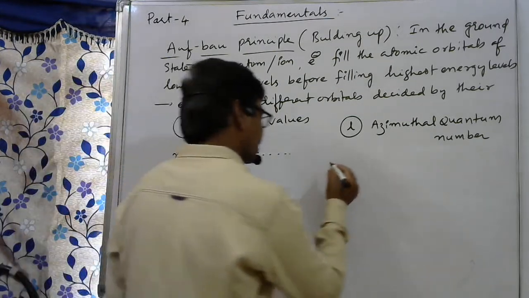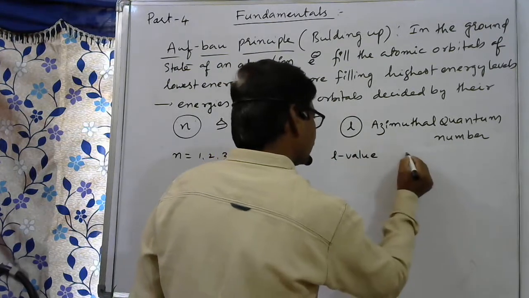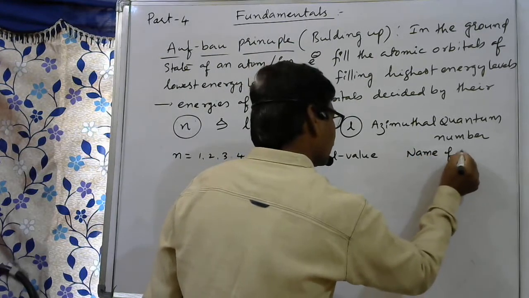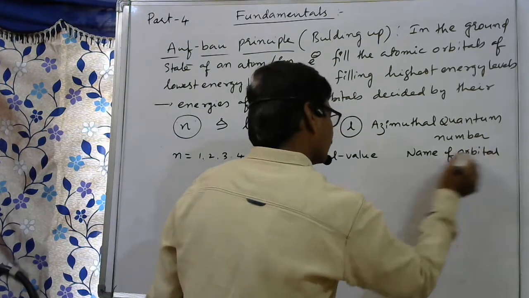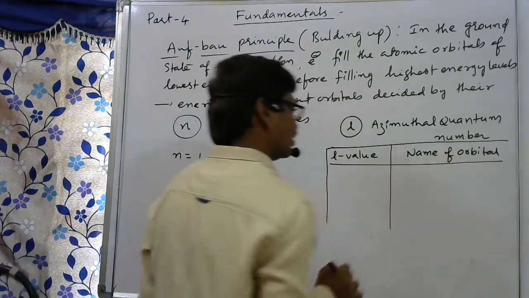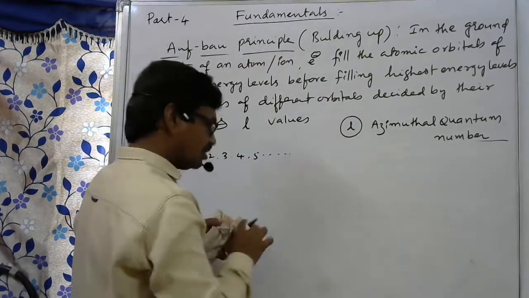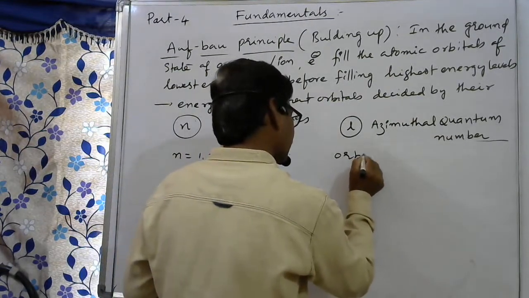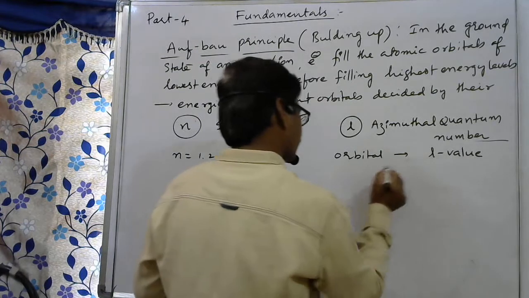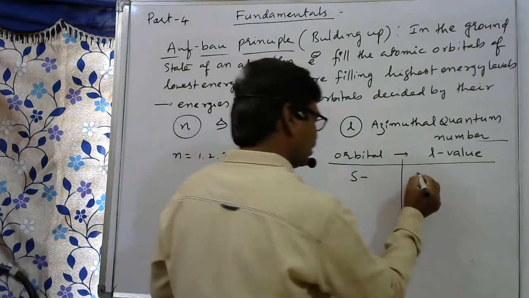So here I am writing the L value and the name of the orbital. You have to remember this. Otherwise, you can write the name of the orbital and then its L value. If it is an S orbital, the L value is 0.